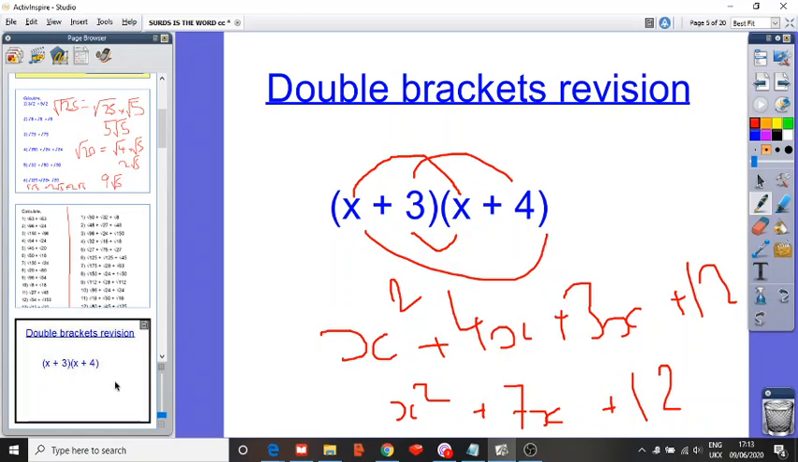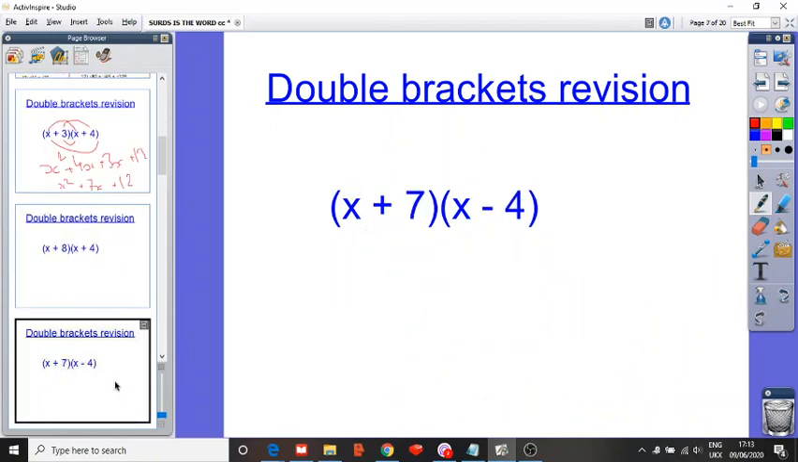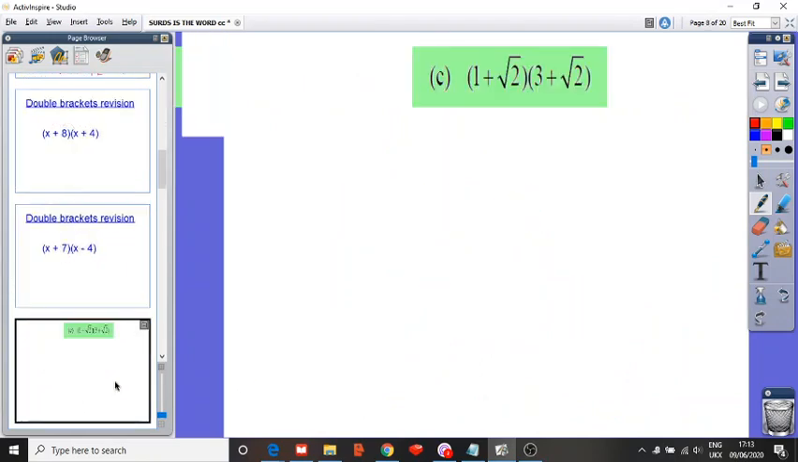This should not be new to anybody. No, I can't bother, it's too easy. Now this one here. Exactly the same rules apply. So I'll do this like that. So 1 times 3 is 3. Good. And I do 1 times the square root of 2.